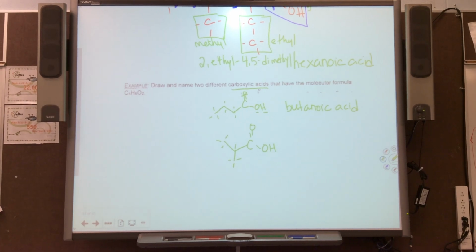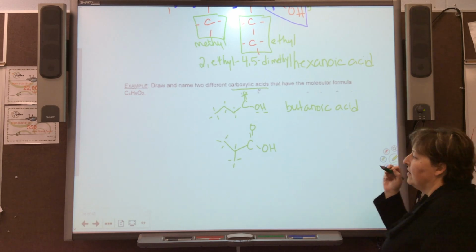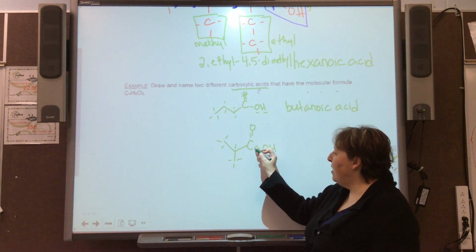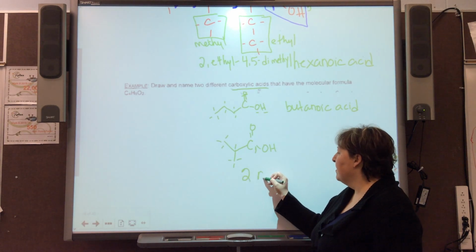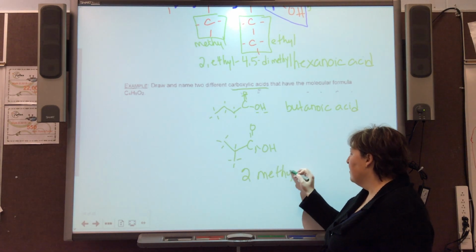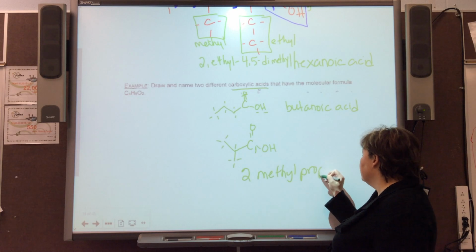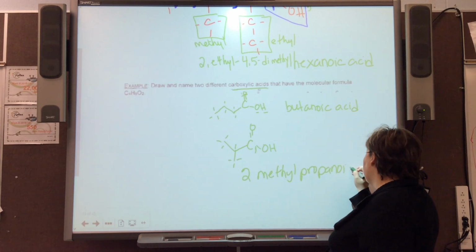Okay, so your first one is butanoic acid. What would you call the second one? Remember, this is carbon 1. Say it, Reese. Is it 2-methylpropanoic acid? 2-methylpropanoic acid. Okay.